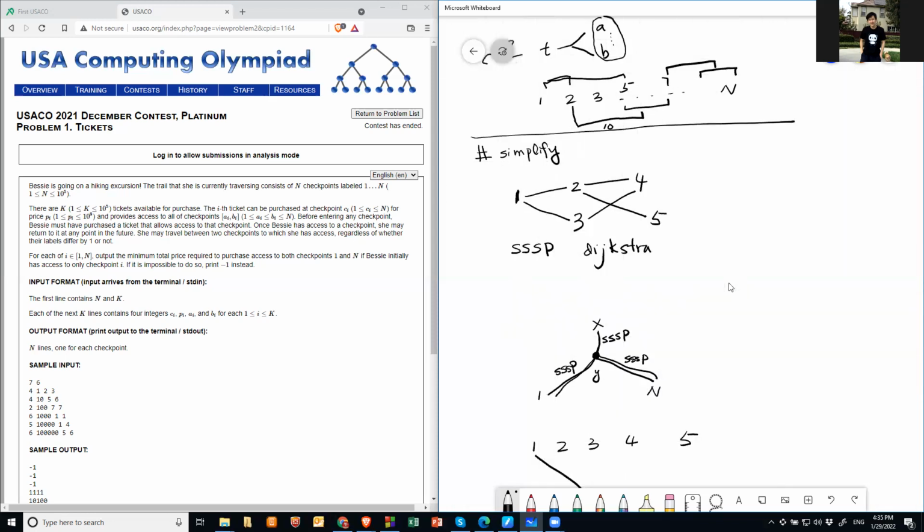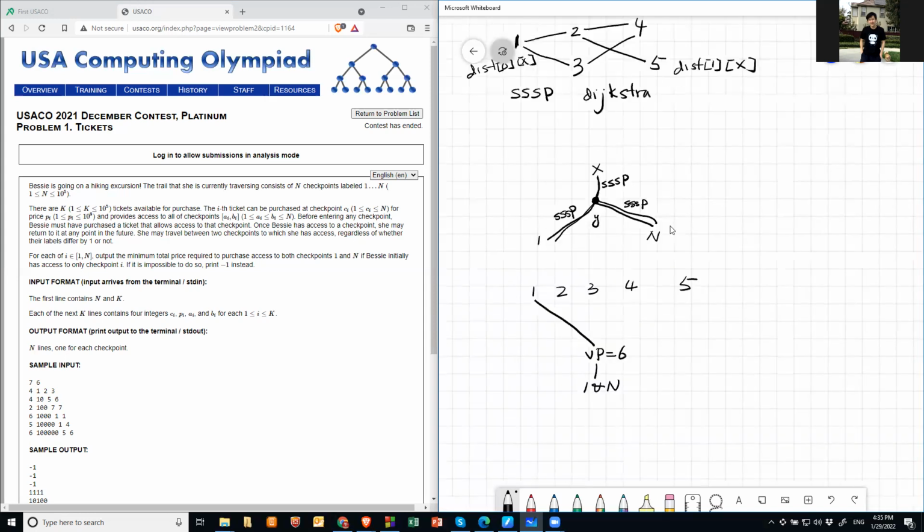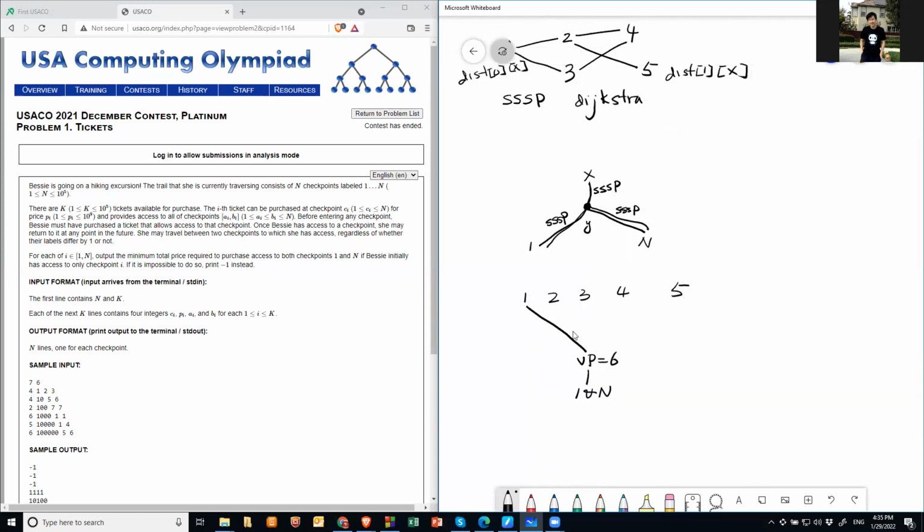Initially, I find the shortest distance to 1. Let's call it dist 0, for each point. I find the shortest distance from each point to N. Let's call it dist 1, for each point. Then the initial condition we can say is, for each point to this virtual point, which is the combination of 1 and N, simply that I go to 1 plus I go to N.